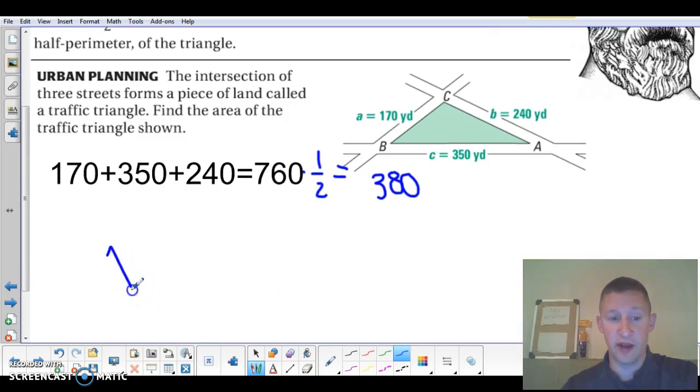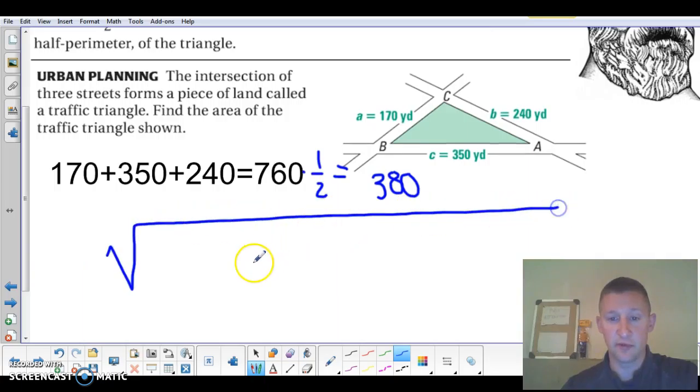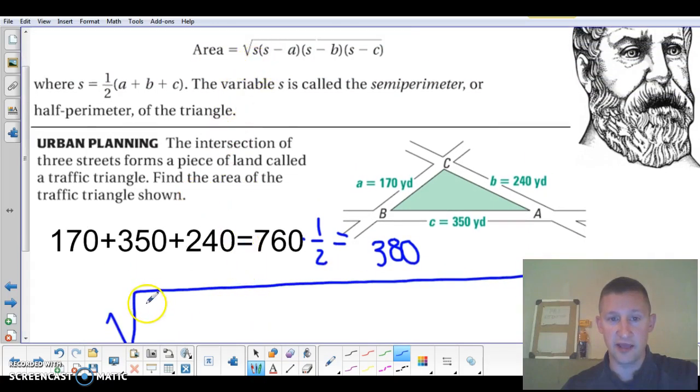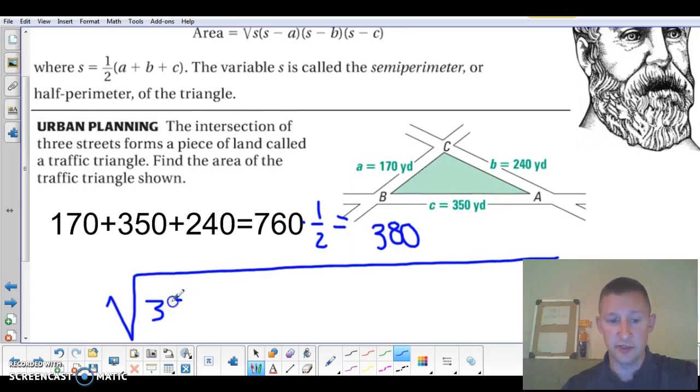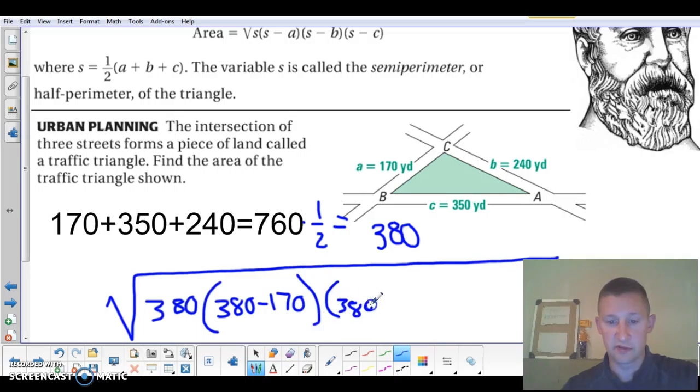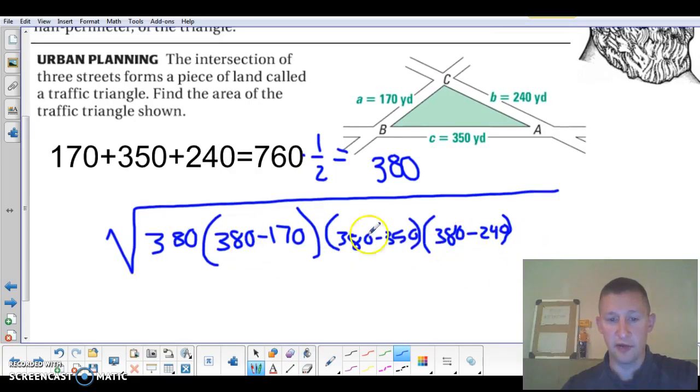So as I use my formula now to find the area of this triangle, my formula is S times (S minus A), so that means 380, the semi-perimeter, times (S minus A), or 380 minus 170, times 380 minus 350, and times, a lot to write out here, folks, 380 minus 240.